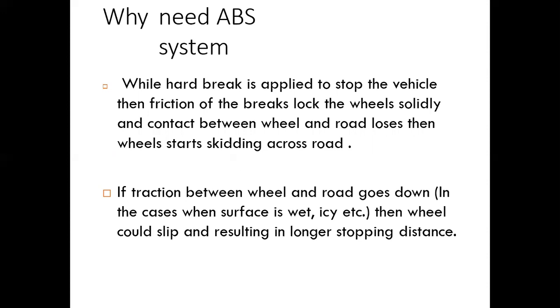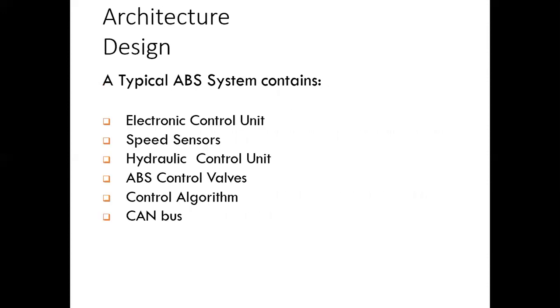While a hard brake is applied to stop the vehicle, the friction of the brakes locks the wheel solidly, and contact between the wheel and the road is lost, then the wheel starts skidding across the road. If traction between the wheels and the road goes down, in cases when the surface is wet, icy, etc., then the wheel would slip, resulting in a longer stopping distance.